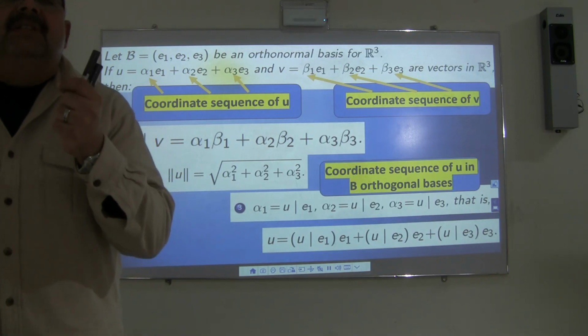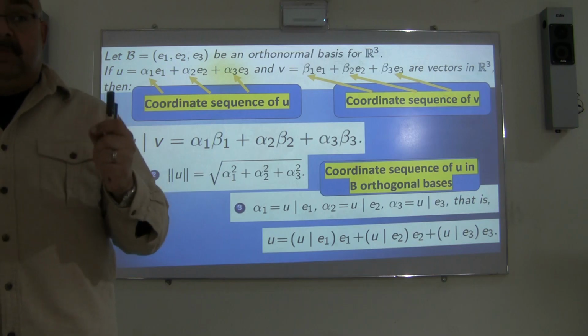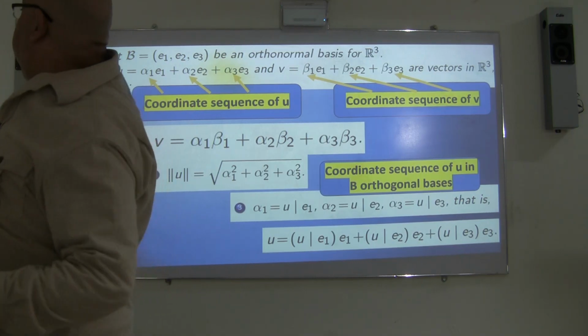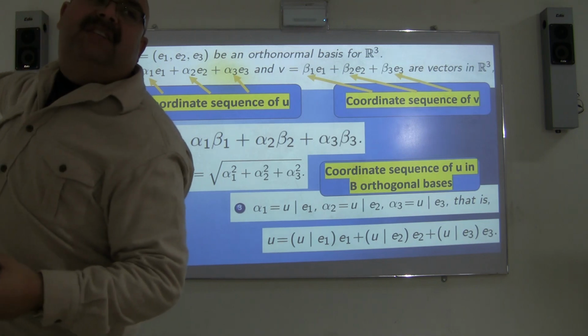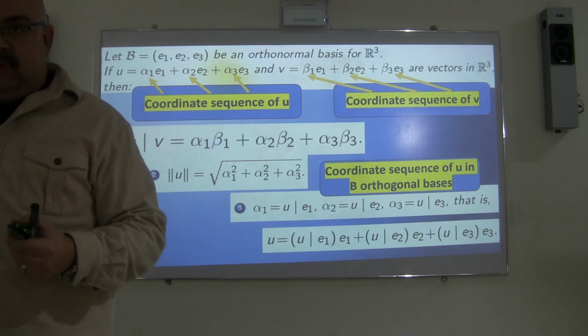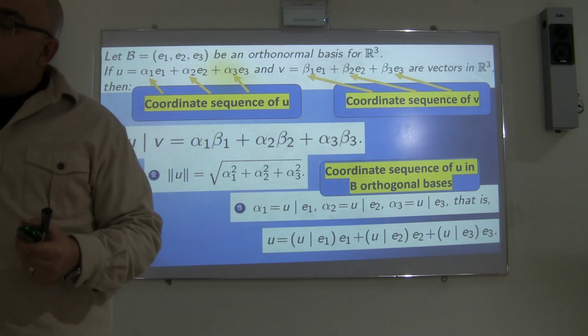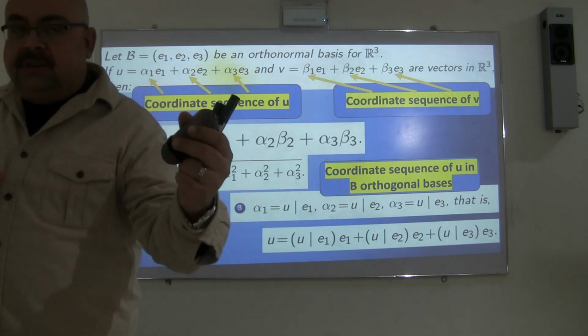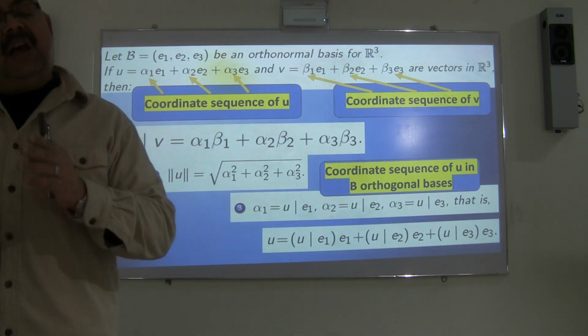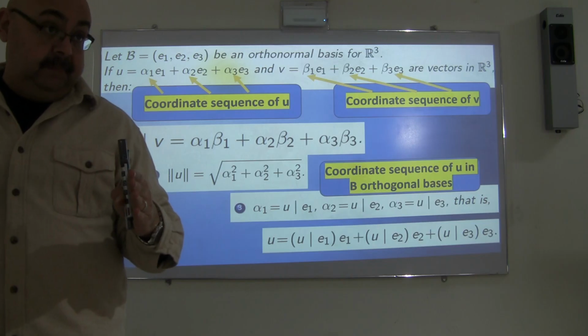This slide explains that the dot multiplication of vectors with respect to an orthonormal basis for this vector space is exactly like multiplying the various coordinates. This is number one. Also, I can get the coordinates.